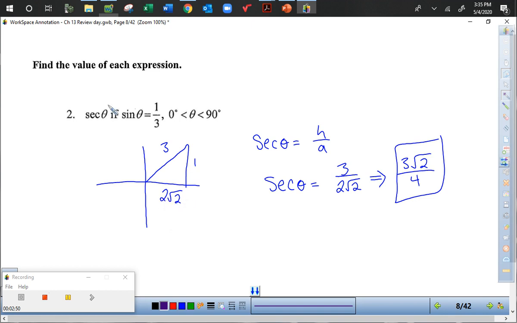So now we're supposed to find secant. Secant is the reciprocal of cosine. Since cosine is adjacent over hypotenuse, we flip that over for secant. And then because that looks like 3 over 2 radical 2, we have to rationalize by multiplying by radical 2 over radical 2. On the bottom, that's where this 4 comes from. It's 2 times the square root of 4, which is just 2 times 2. And then on the top, you just multiply them together.